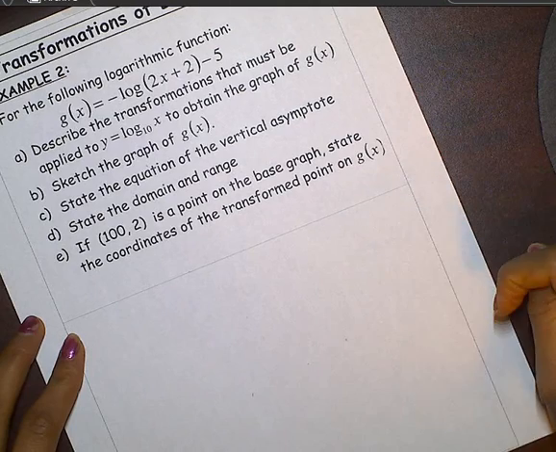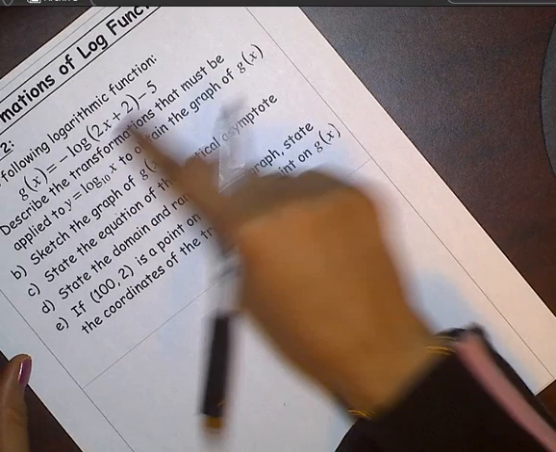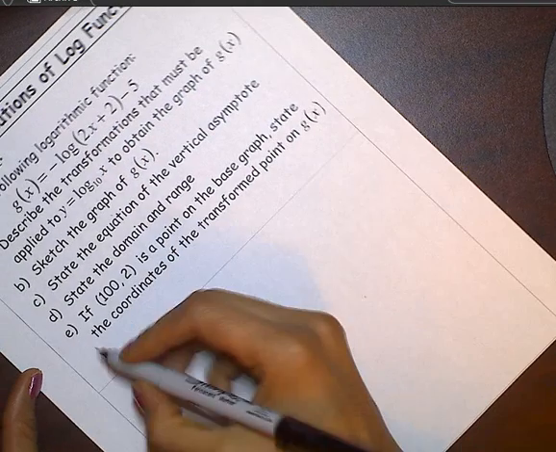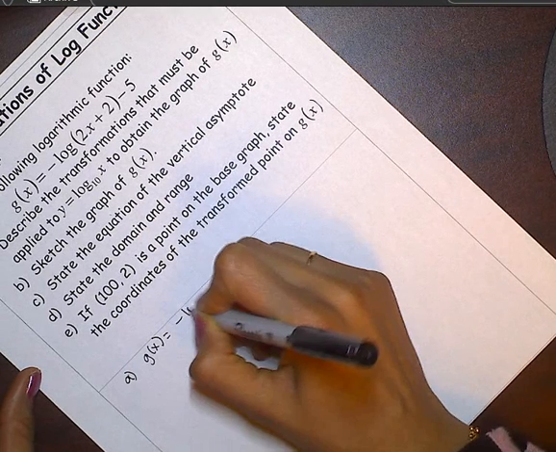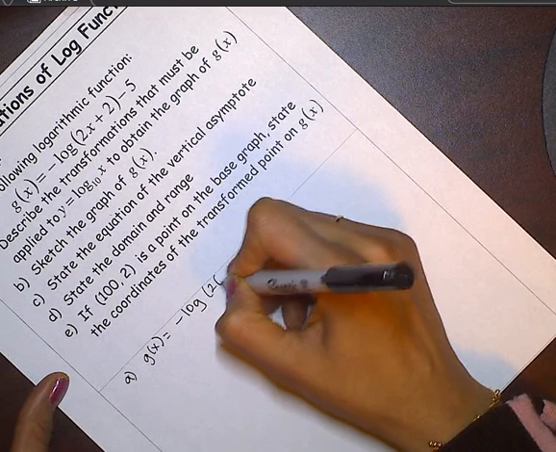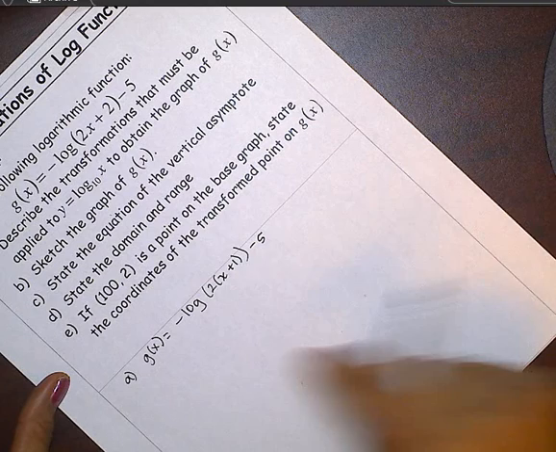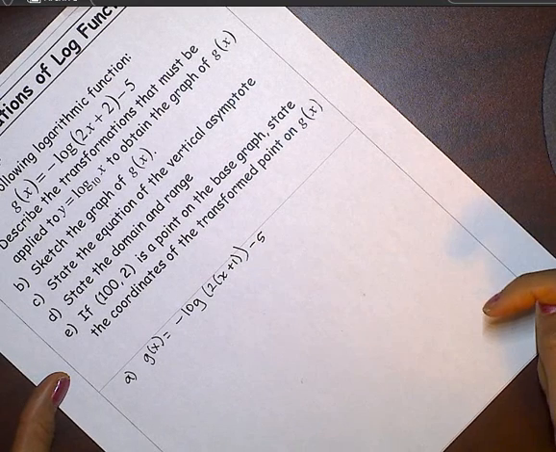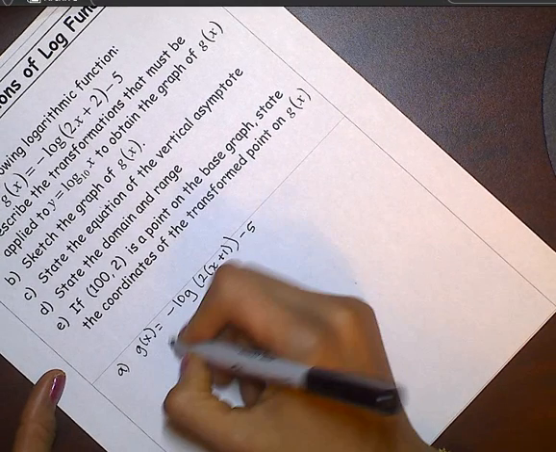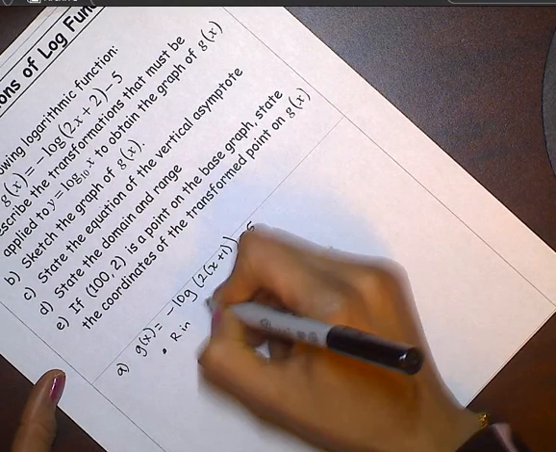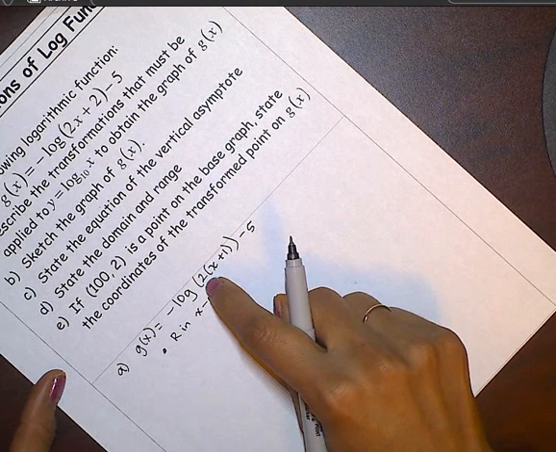So just before I start off over here, I am going to factor out the 2 to be able to classify what each one of my parameters are. So g of x is equal to negative log, factor out the 2, x plus 1, minus 5. And then I'm going to allocate what each one of those parameters mean. The negative sign right here means there's a reflection in the x-axis. That's the first thing. Reflection in x-axis. The 2 right here means this is a horizontal compression by a factor of a half.